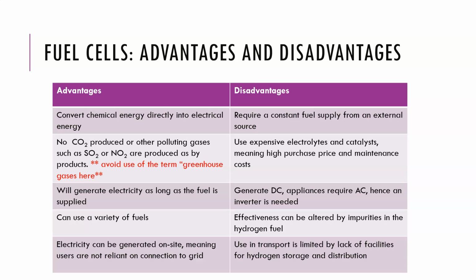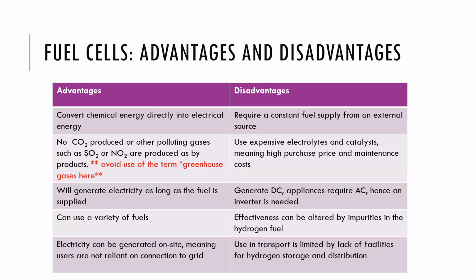So if we look at the advantages and disadvantages of fuel cells, the advantages are that we convert chemical energy directly into electrical energy, just like galvanic cells. The disadvantage is that they require a constant fuel supply from an external source, so we need to be continuously feeding them with oxygen and hydrogen in order for them to continue to run. There's no CO2 produced or sulfur dioxide or nitrogen dioxide.